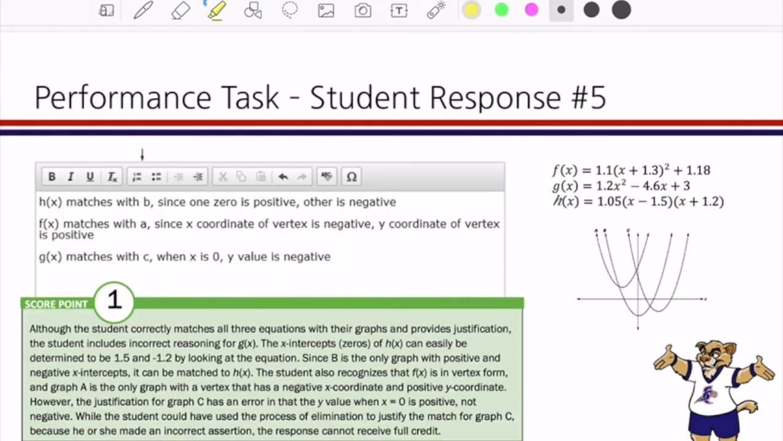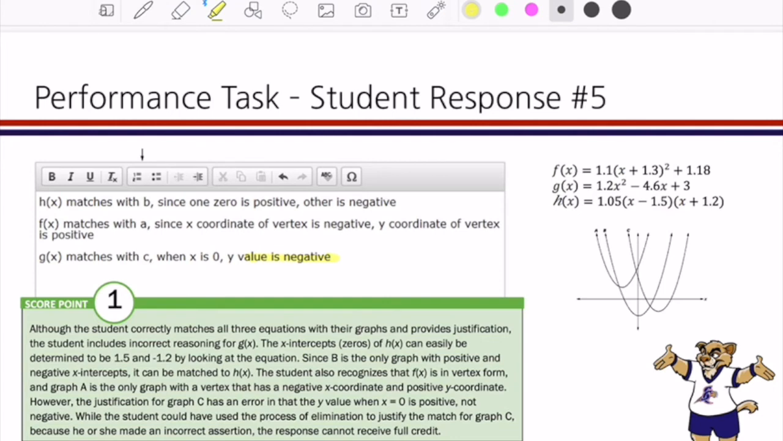Here's another response that scored less than a 2. On this one, all 3 of the graphs are matched correctly. The description for this one indicates that their reason for g of x matching with C is incorrect. The justification for graph C has an error because the y value when x equals 0 is positive, not negative, so this part is incorrect.